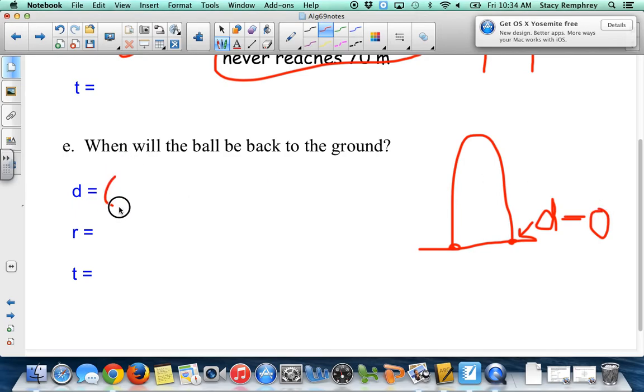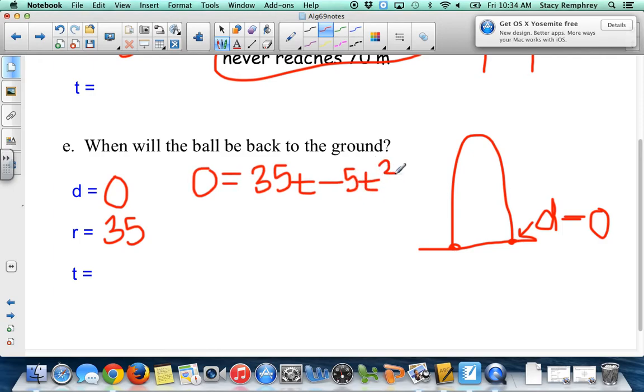So when it says something like that, back at the level it was thrown, you're going to plug in that the distance is 0. Rate is 35. You'll solve for time again. So your equation will look like this. This already equals 0, so you don't have to do that extra step. And you can solve it. And what you should get is 7 seconds. I believe it is. Is that 7? Yeah, 7 seconds. You, again, do quadratic formula.